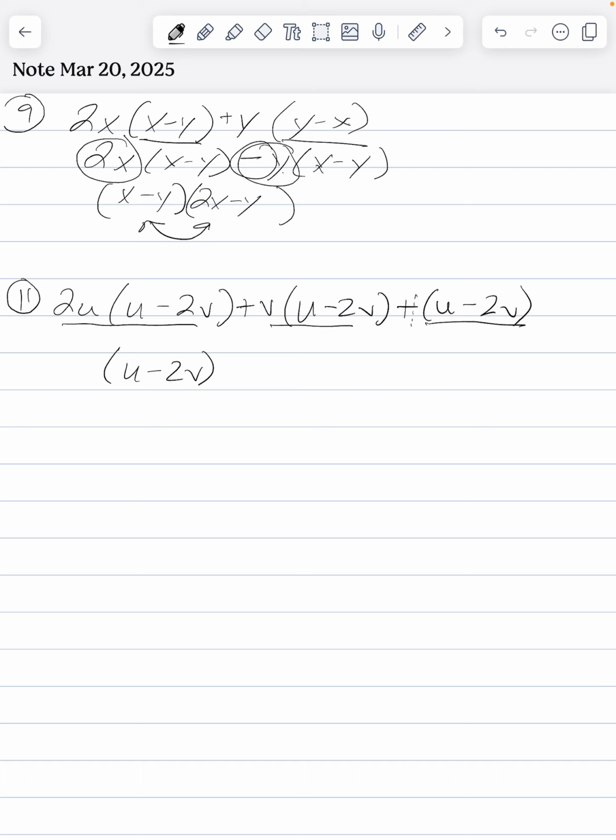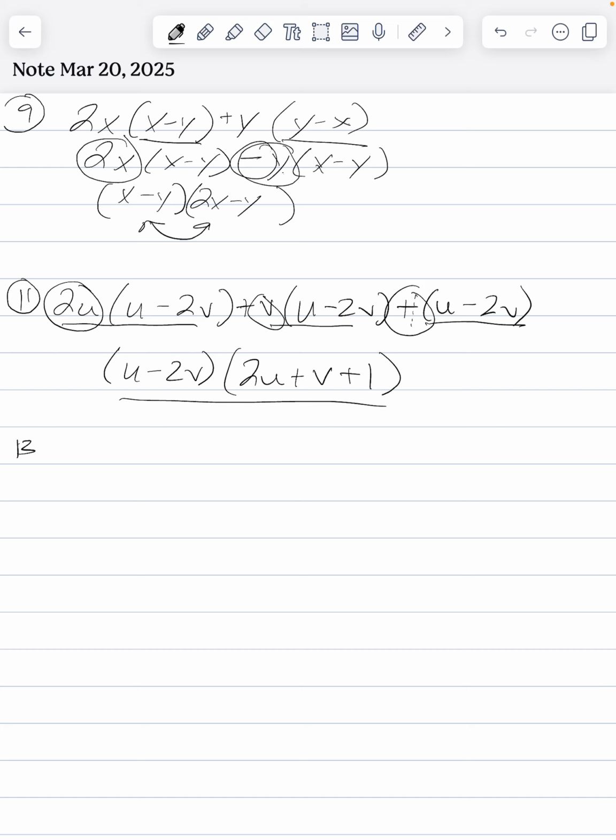Once I do that, what I'm left with is 2u plus v plus 1. Those are the factors I have left. And now we've factored this as far as we can. These are both prime, and that's your answer. U minus 2v times the quantity 2u plus v plus 1.